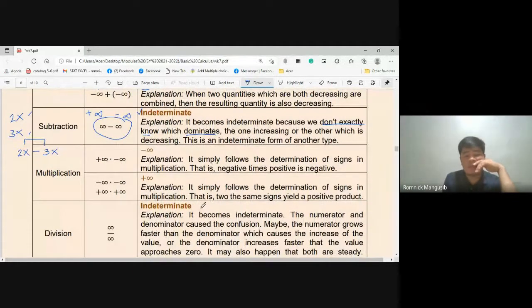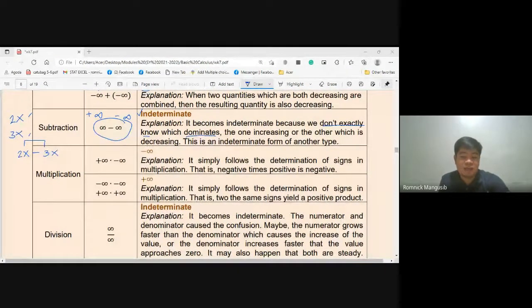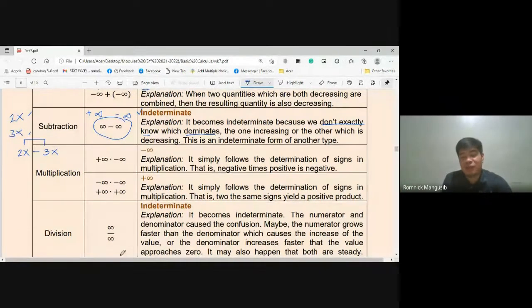Sa multiplication, walang problema kay multiplication. Napaka-interesting niya ang multiplication. Bakit? Kung ano daw yung sign, follow mo lang. Positive times negative is negative. The way you multiply: unlike signs, negative. Same sign or like signs, positive.